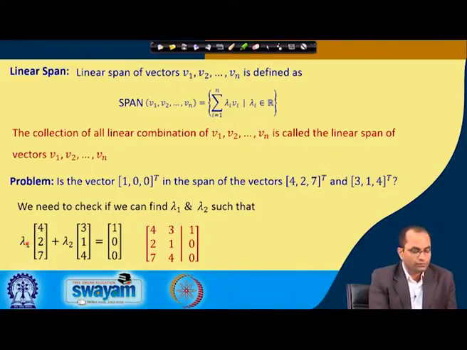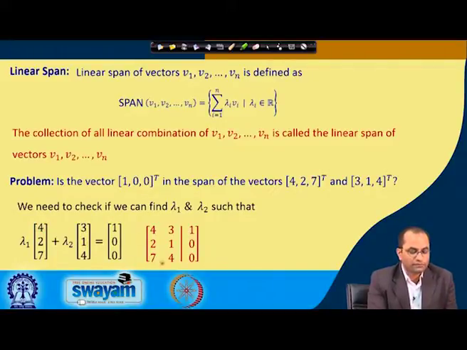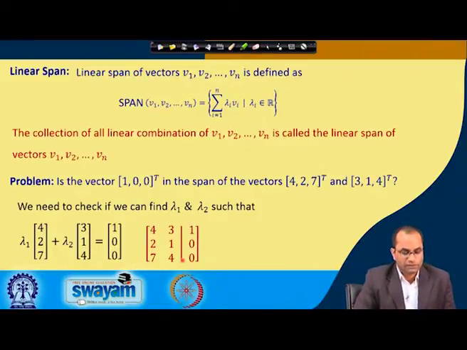Here we have the augmented matrix. Our equations are: 4 lambda 1 plus 3 lambda 2 is equal to 1, the second equation 2 lambda 1 plus lambda 2 is equal to 0, the third equation 7 lambda 1 plus 4 lambda 2 is equal to 0. Out of it we have written this augmented matrix, the coefficient matrix 4 3, 2 1, 7 4, and then the right hand side vector which is 1 0 0.